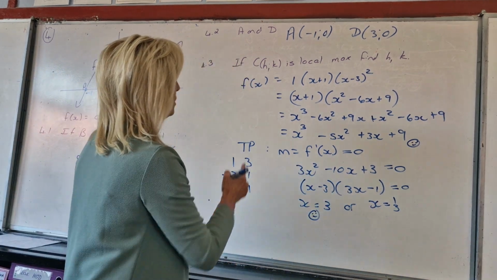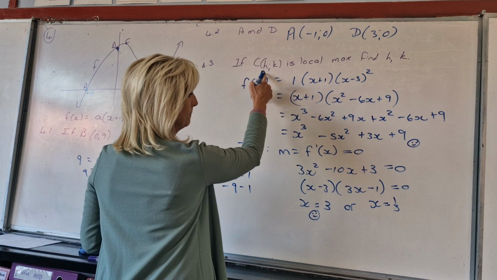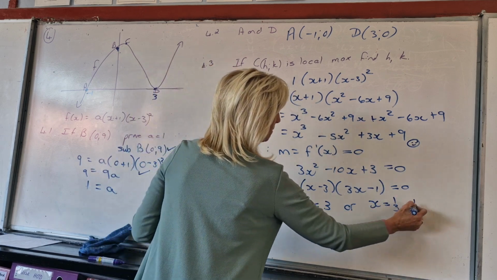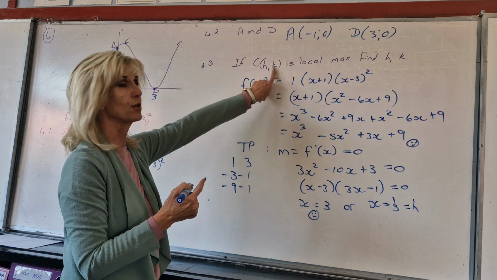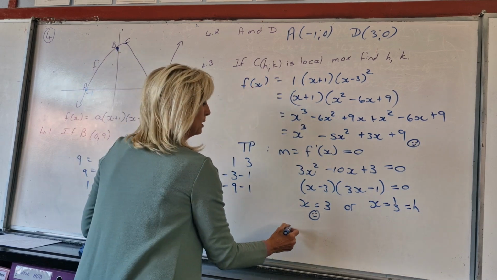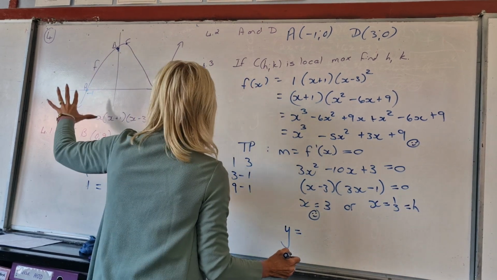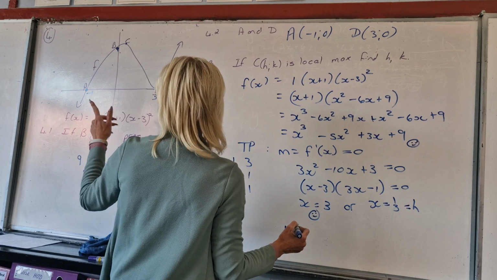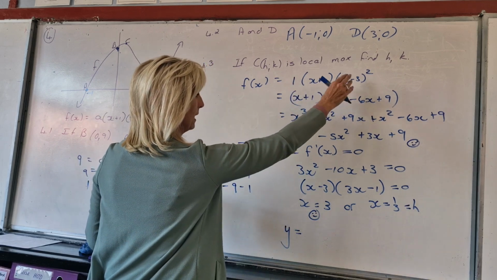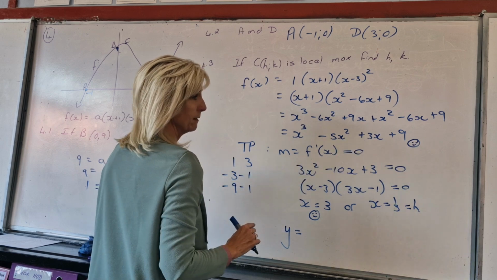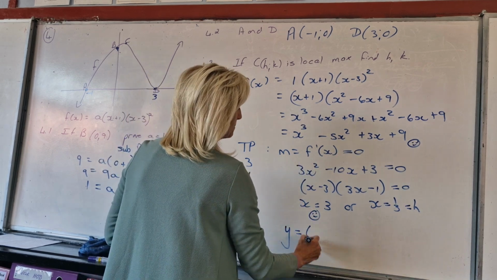So the question was h and k. So this is h. But how do I find the corresponding y value? Just substitute into the original one. I can go here if you want to, or I can go to this one, it doesn't matter. So let's just be different.